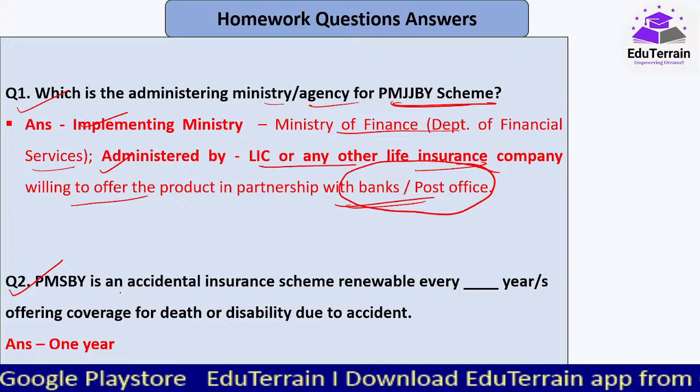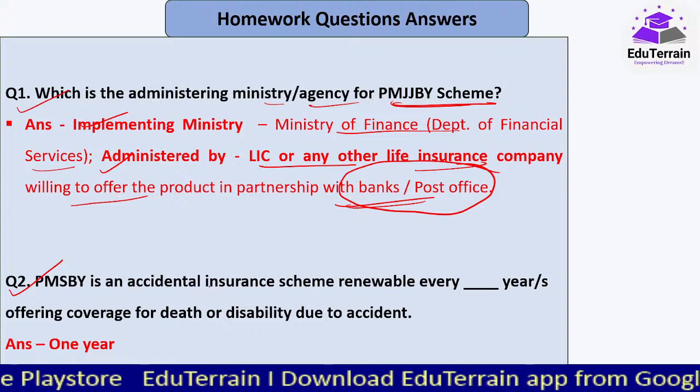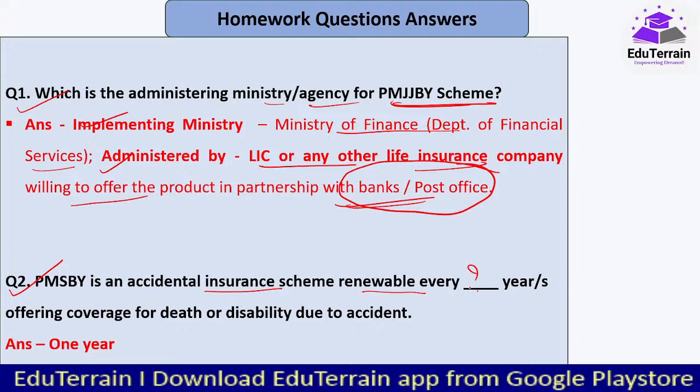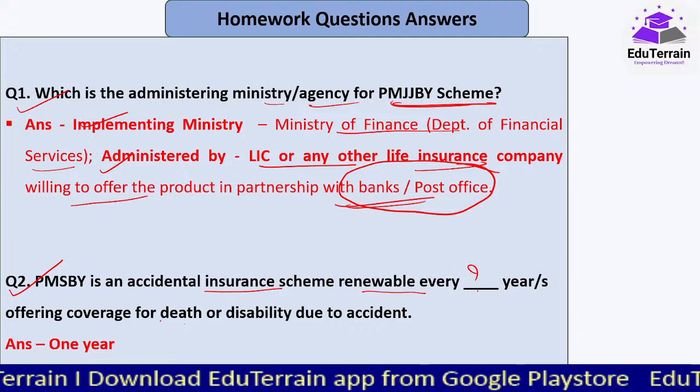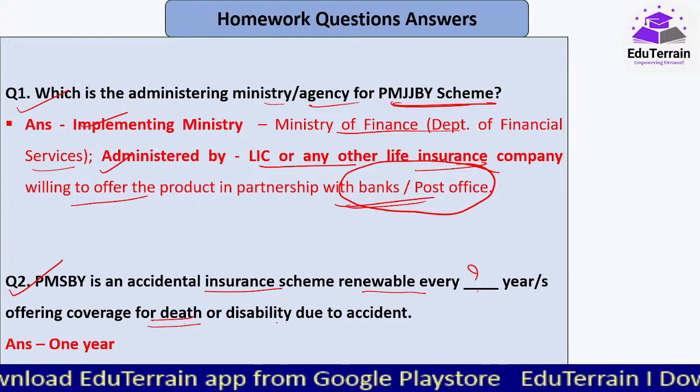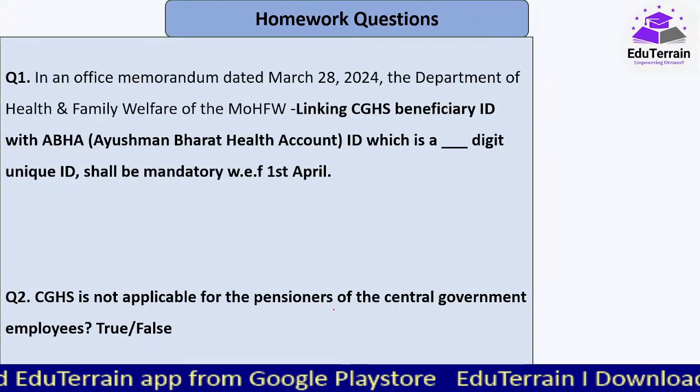PMSBY is Pradhan Mantri Suraksha Bima Yojana, an accidental insurance scheme renewable every 1 year. So every year they have to get this renewed for getting covered for death or disability due to accident.